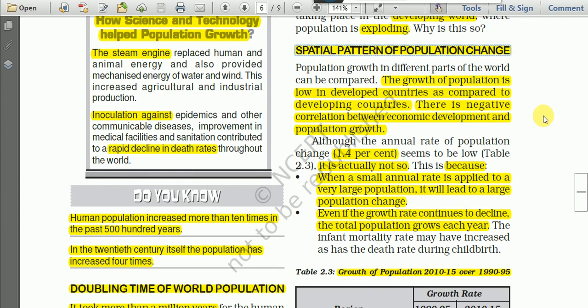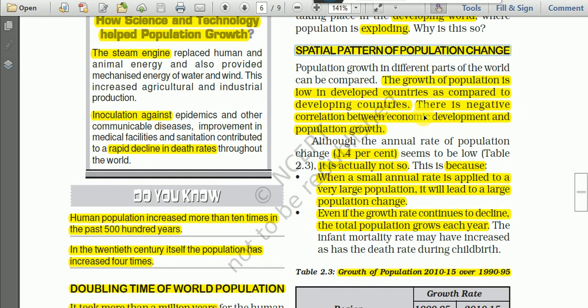So the last lesson topic for today is spatial pattern of population change, that is regional variation in the population growth. Population change, you know, is growth. The growth may be positive or negative. That is what we call population change.